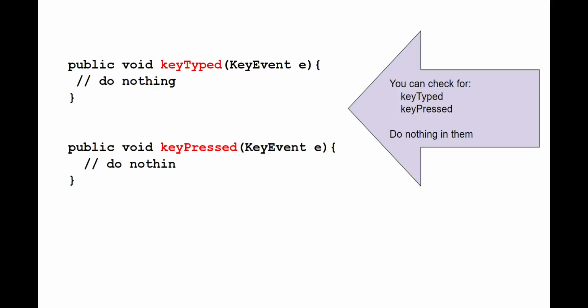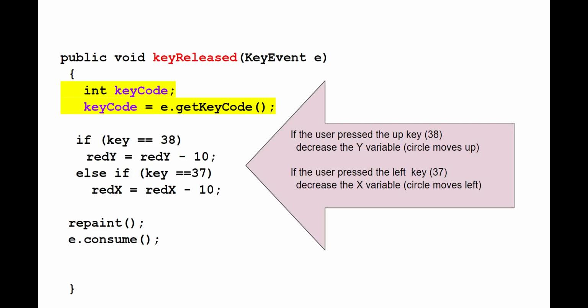Next, I have key typed and key pressed. Both these sections are empty and do nothing because I will not be using them. I still need to have them in my applet. I still need to code them in my applet. I'm going to use the key released, which means when the user presses and releases the key, this section of code gets run. The first thing that I do in this section is I get the integer or the key code that the user has clicked on. This determines which key the user has used.